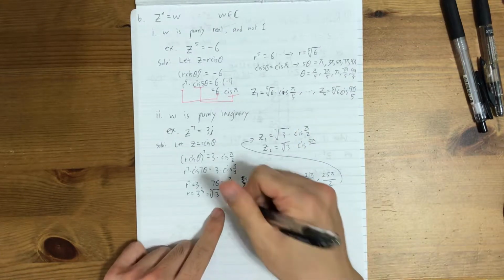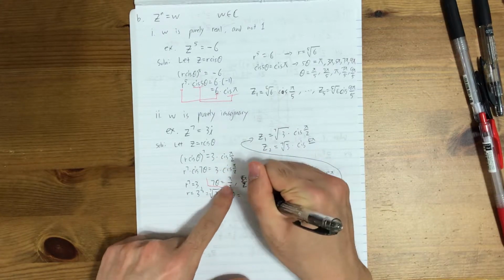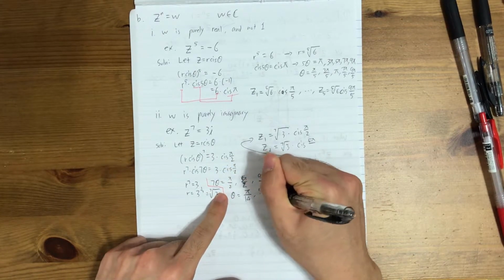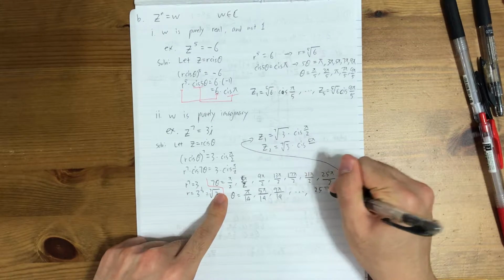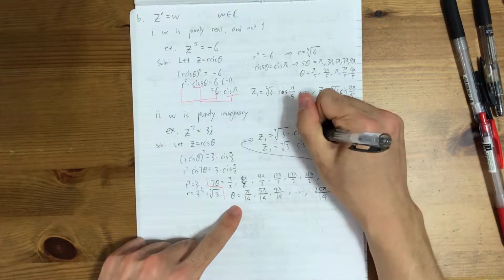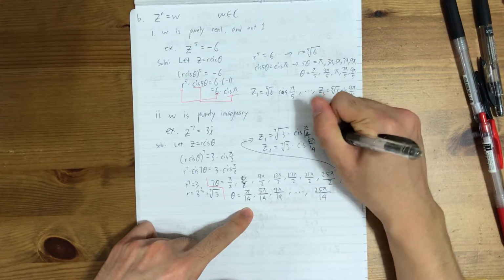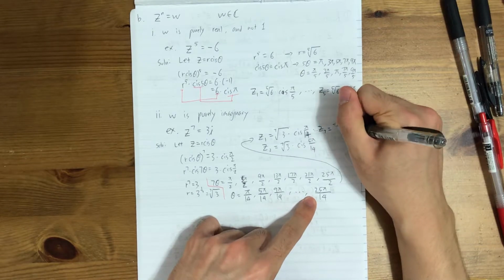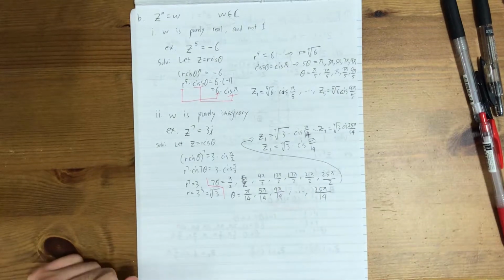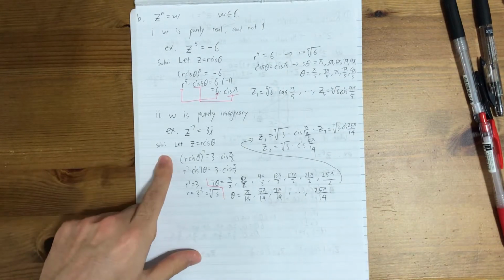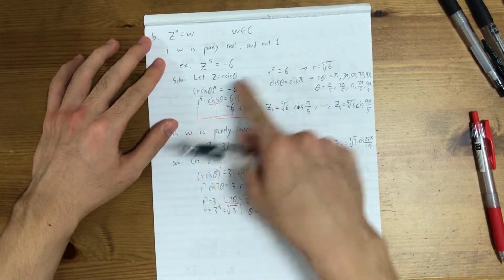Oh, wait, sorry. Remember that we have to divide every angle by 7 as well. Right, so the first one would be this, second one would be this, and all the way to the last root, which will be this. Okay, so again, it's not that difficult. So you see that the idea is the same.